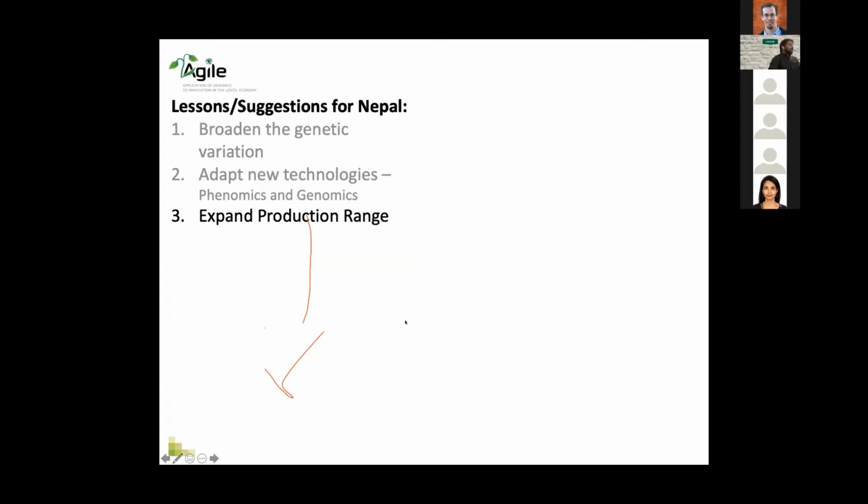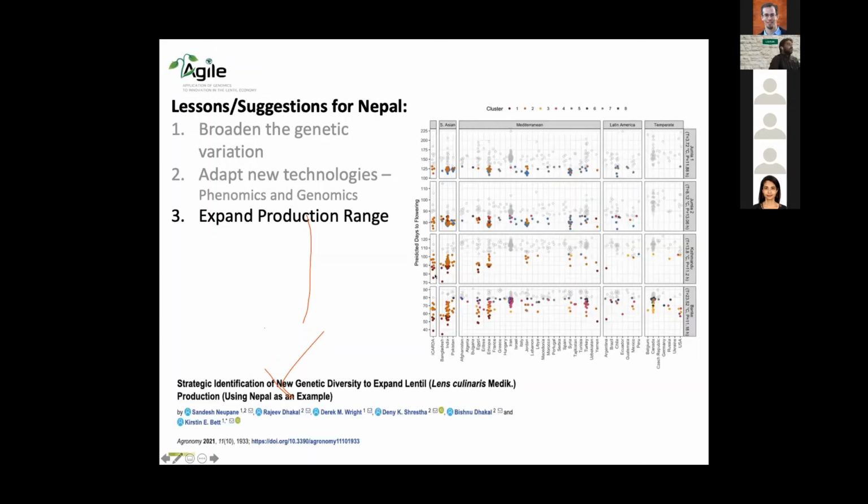So my third recommendation would be the expanding of production range, as we are hearing from previous speakers that lentil production is focused mostly in Terai, but you are still growing in mid hills and high hills. We also made one recommendation which is also published in the paper a few months back.